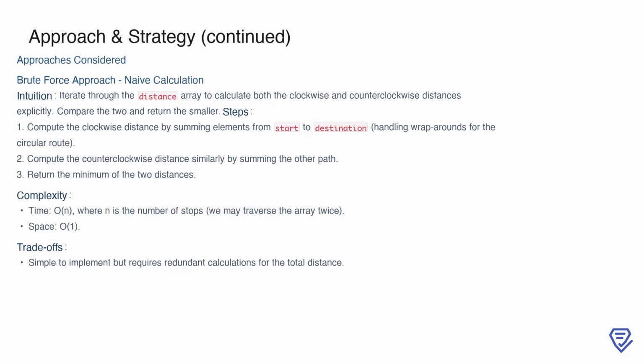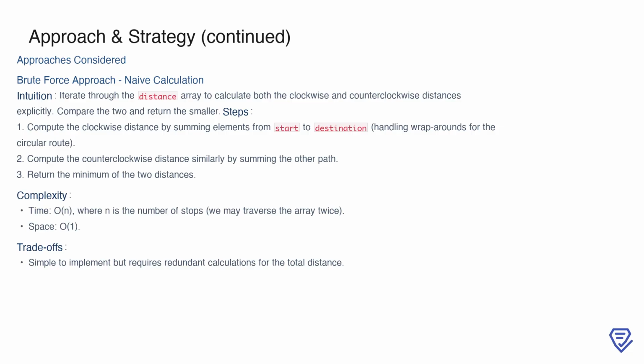Now, let's consider the brute force approach, which is the most straightforward way to solve this problem. The idea here is to calculate both the clockwise and counterclockwise distances explicitly, and then simply return the smaller of the two. To achieve this, we sum the distances in the clockwise direction by iterating through the array from the start stop to the destination, taking care to handle the circular wraparound.